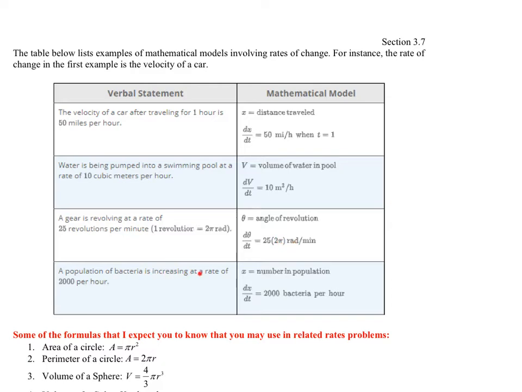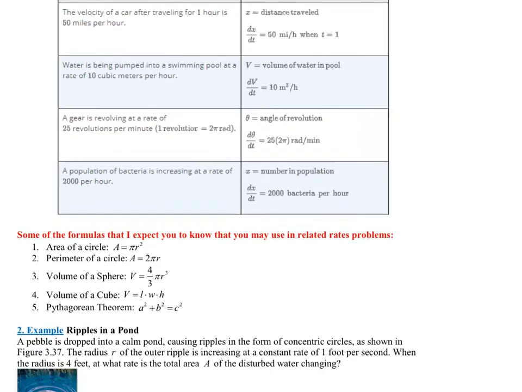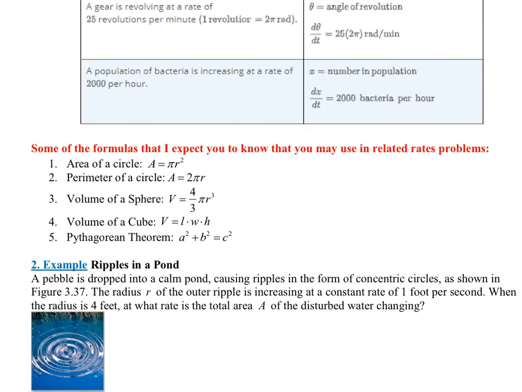A population of bacteria is increasing at a rate of 2,000 per hour. So whatever our population is, they call it x here, we know its rate of change, x prime, would be 2,000 per hour. Notice every one of those are labeled. So what do I expect you to know?